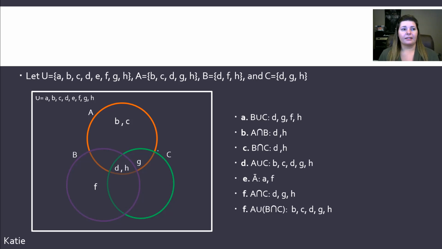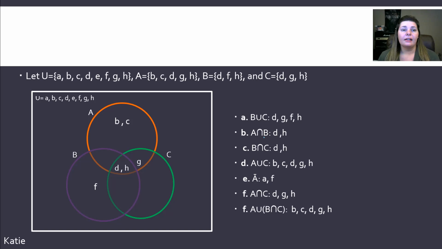Now you may ask, well, Miss Katie, why didn't we put A? Well, because they're in A. And all three circles, A, B, and C, share D. And then we see here that A and C share G. And this is an empty set here and an empty set here. So let's continue.